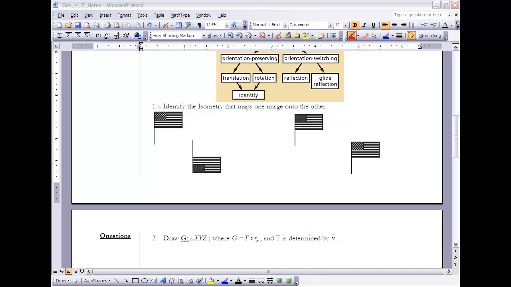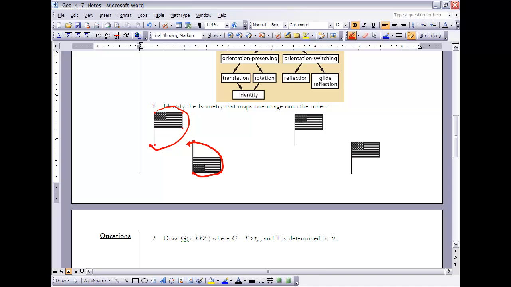Alright, let's take a look at example 1 here. It says identify the isometry that maps one image onto the other. To help me do that, I'm first going to try to figure out whether I have something that's orientation preserving or orientation reversed. Well, if I look at this figure right here, going around the corner points, starting in this corner, I'm going around in this direction, which would be a clockwise turn. However, if I look at the exact same points in the exact same order down here, I'm going around in this direction, which is the opposite, a counterclockwise turn.